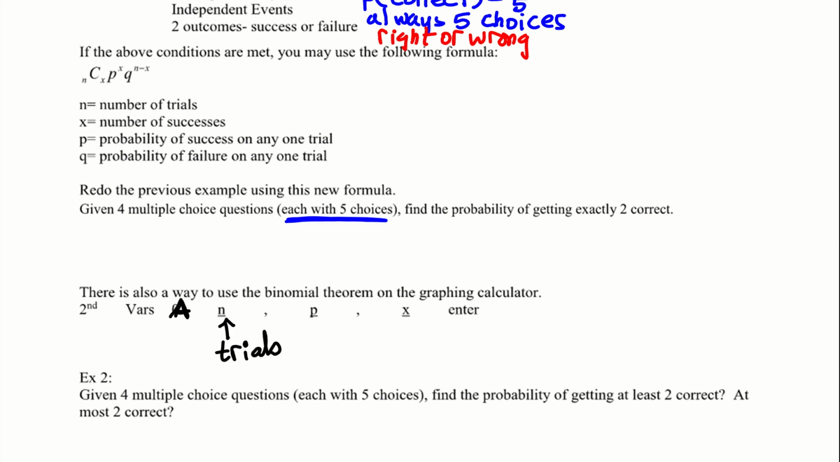So you need 3 pieces of information when we use this function in the calculator: the number of trials, probability of success, and the number of successes.